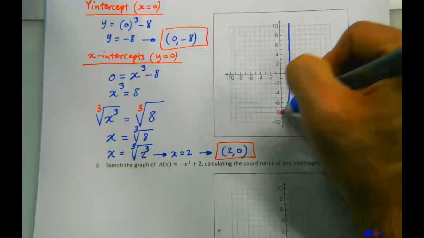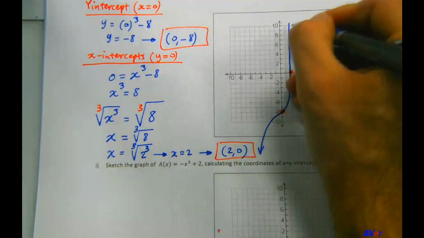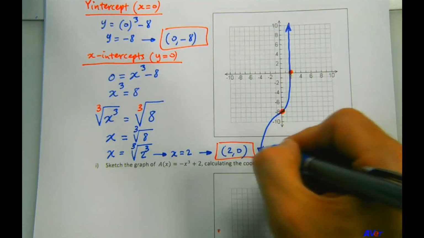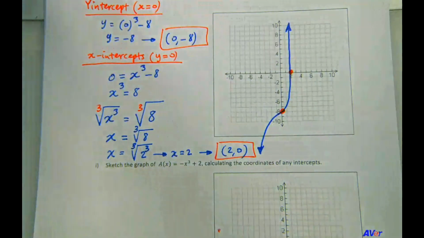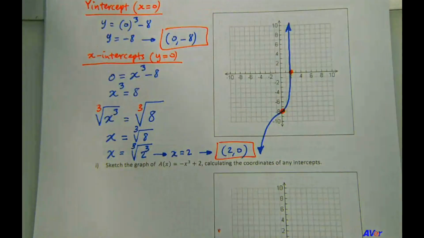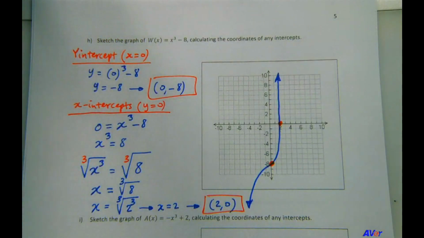And then it would go like that and come down like that. So that's the general look. But my graph, of course, is not that great. So let's go to the computer to see an accurate graph of this function, x cubed minus 8.